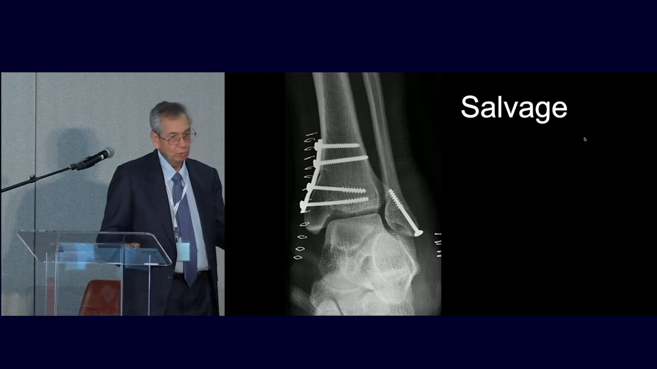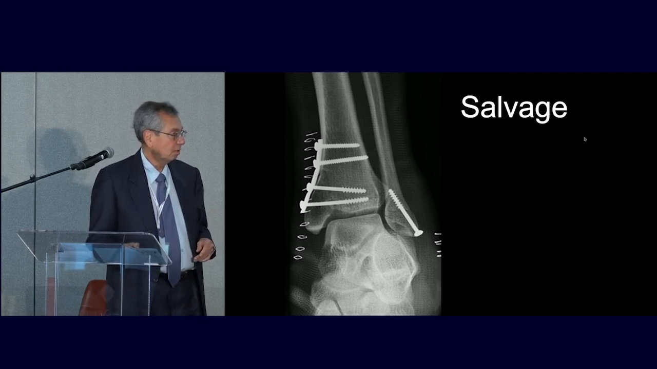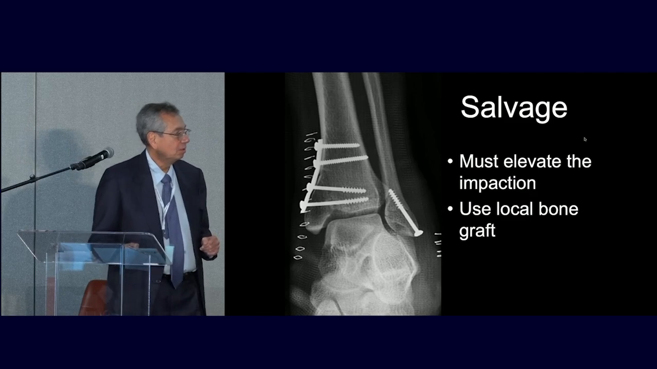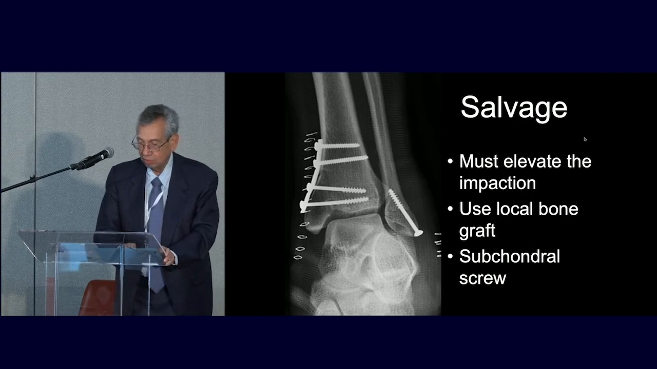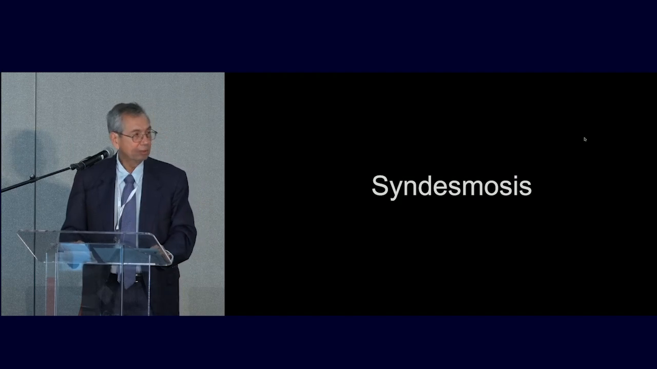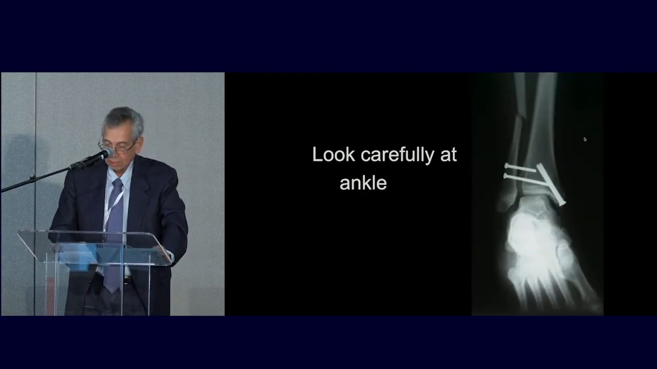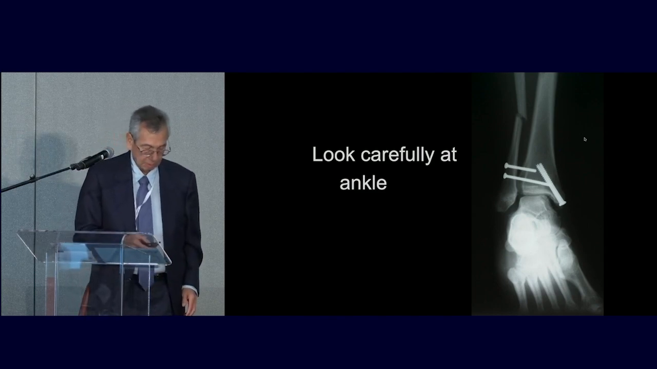In this case, we used bone graft for the same patient in order to help the consolidation of the operation. We eliminated the infection with the use of local bone graft and the subchondral screw. I would like to share with you also the syndesmosis. We have to look carefully at the ankle. How do you see?